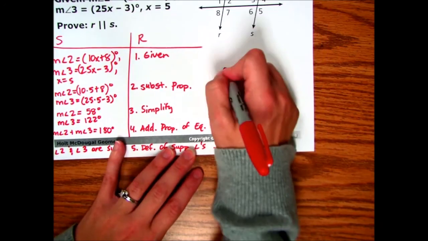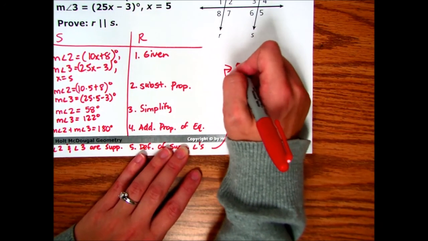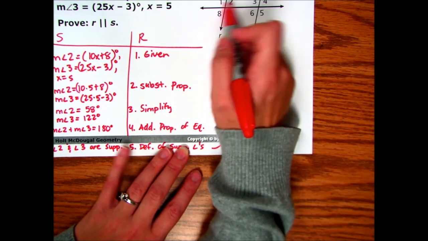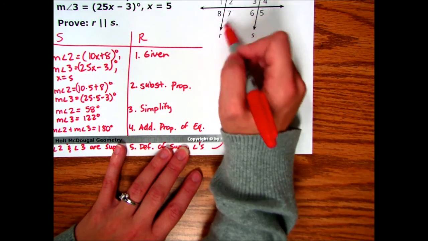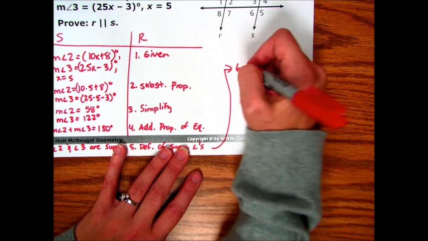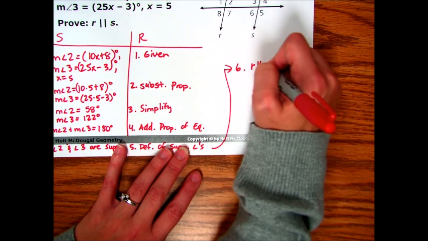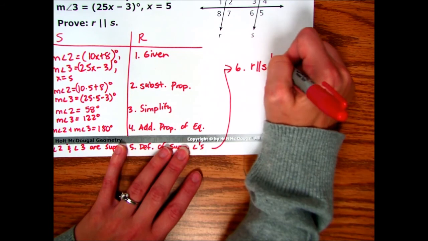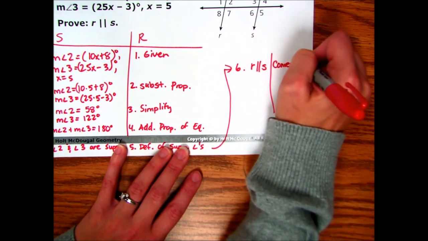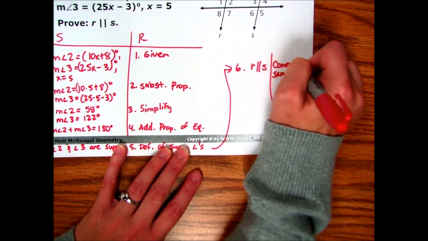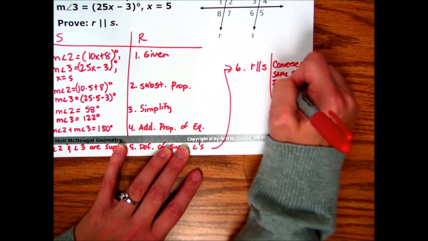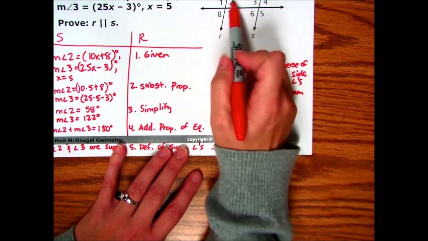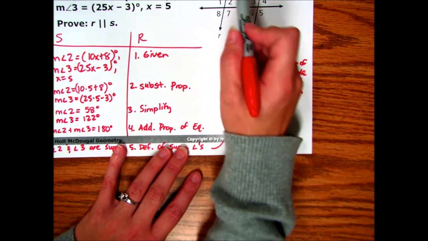And then I'm going to pull my number 6 up here because I ran out of room. Number 6. If 2 and 3 are supplementary, and look at where they are in position to these lines, where we have a transversal and two other lines that are cut by it, then what we can say is that line R is parallel to line S. Why? Well, we just learned the converse of the same side interior angles theorem, which states that if you have two same side interior angles that are supplementary, then the lines are parallel.